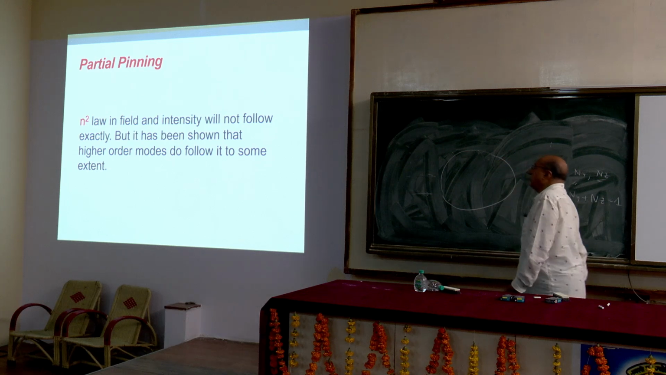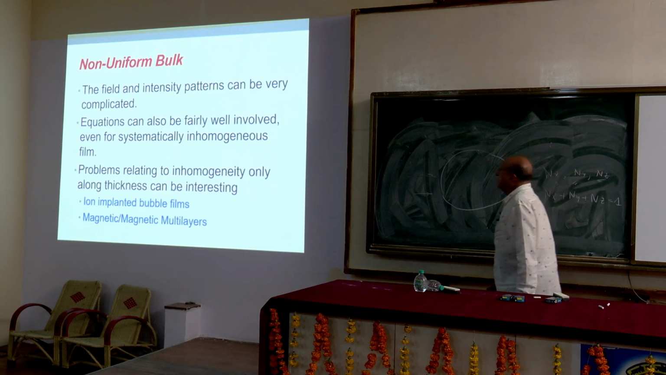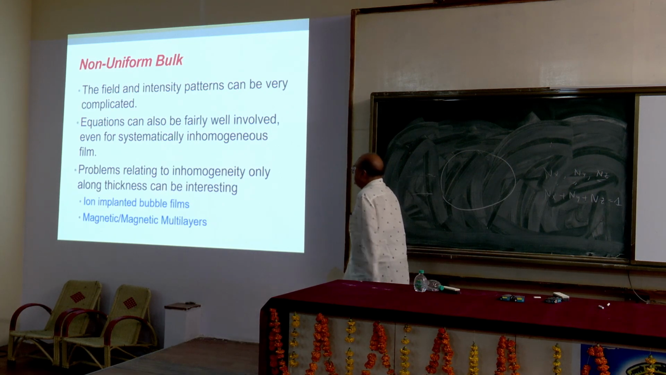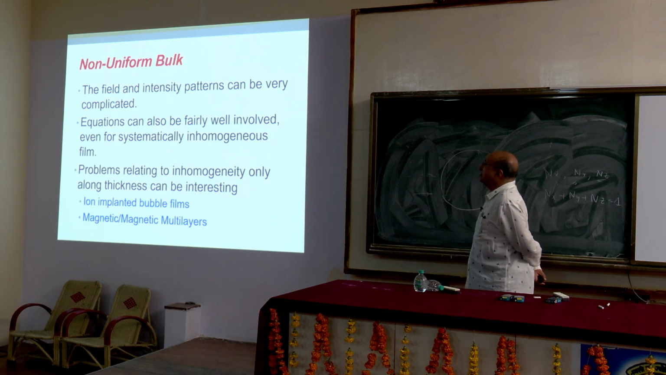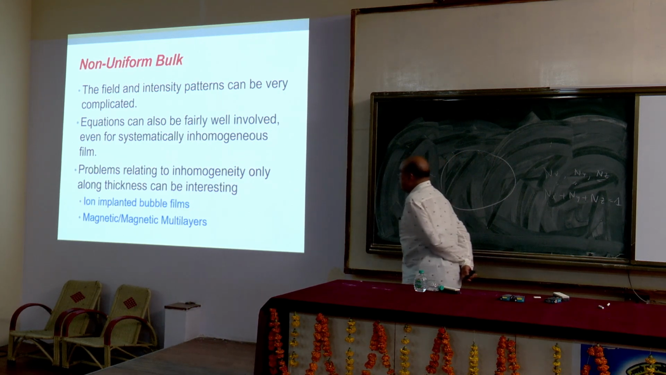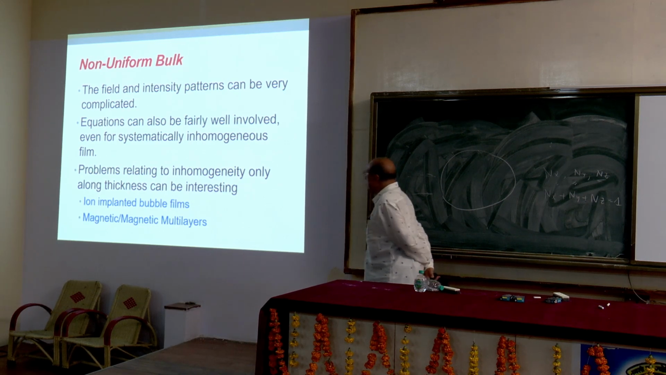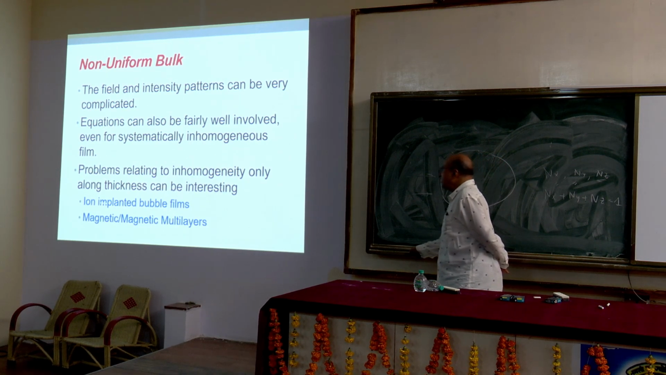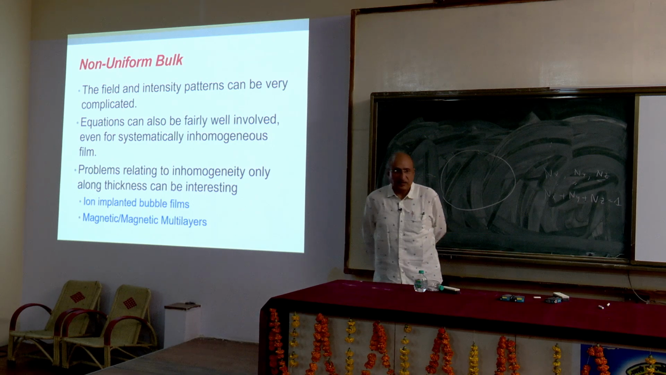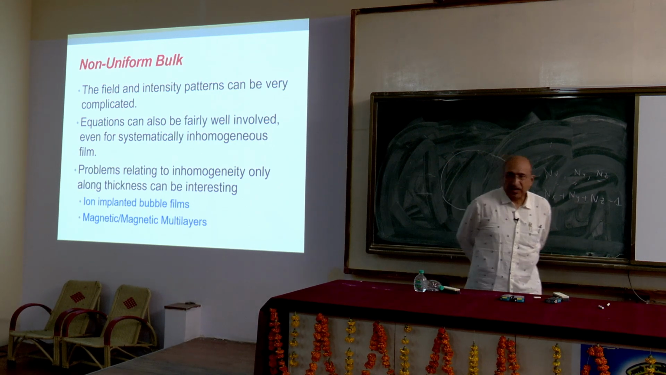Interpretation is complicated. If you have a non-uniform bulk, the field and the intensity pattern can be very complicated. Equations can also be fairly well involved, even for systematically inhomogeneous film. Problems relating to inhomogeneity only along the thickness can be interesting, and these are the two types of problems that I am listing, which are realistic problems.